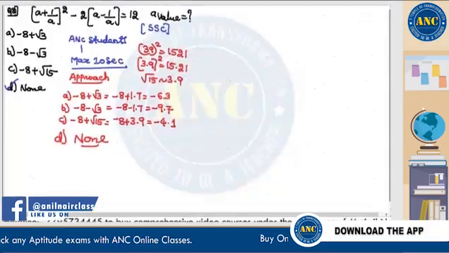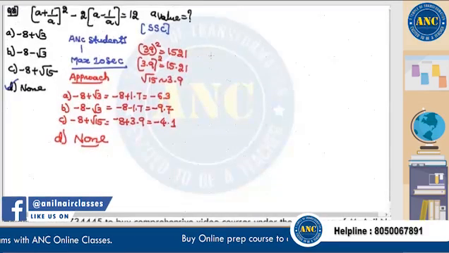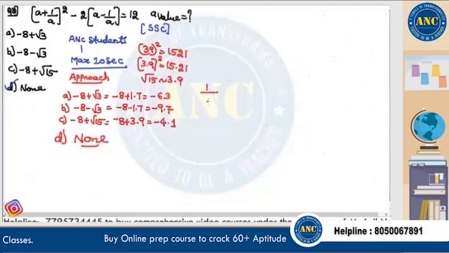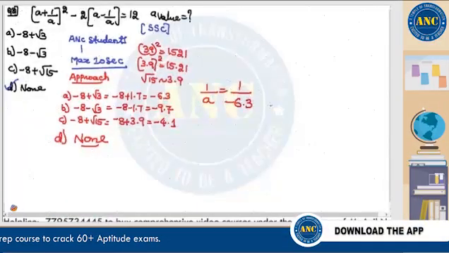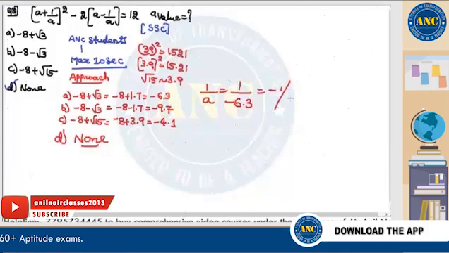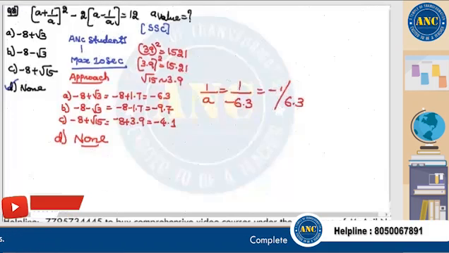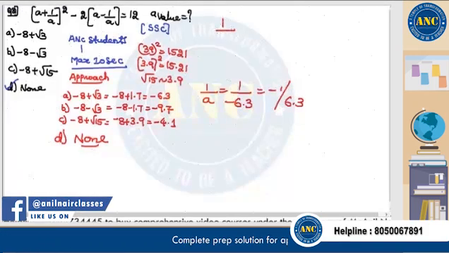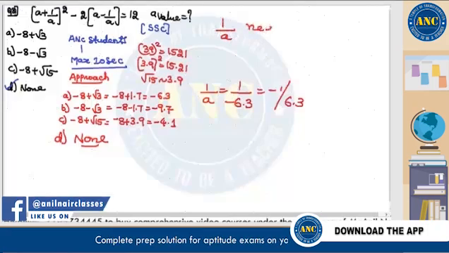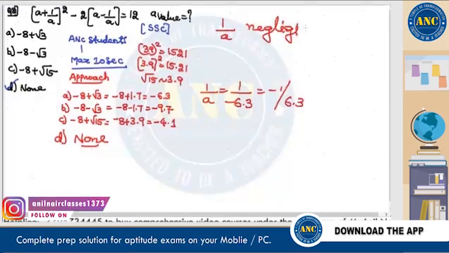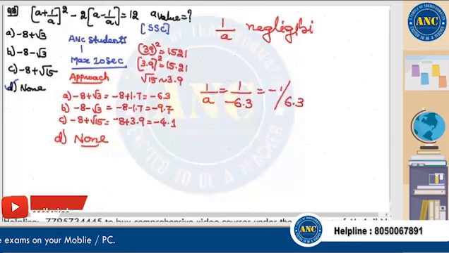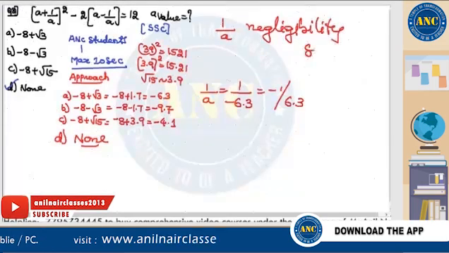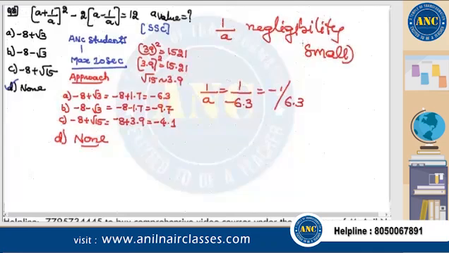Now the idea in the question is that he is asking for a value. If I take 1 by a, 1 by minus 6.3, it is negative 1 by 6.3, so 1 by a is negligibly small. It is coming to point something, negligibly small. I will start with easy questions and slowly get into the difficulty. You can eliminate this.